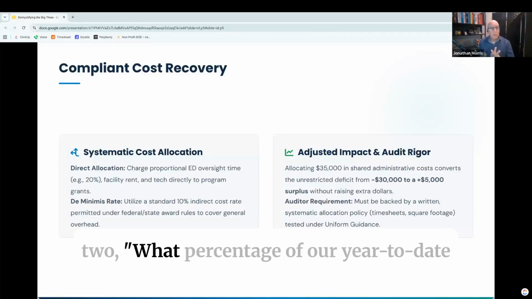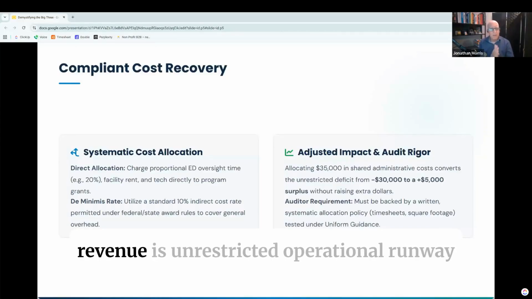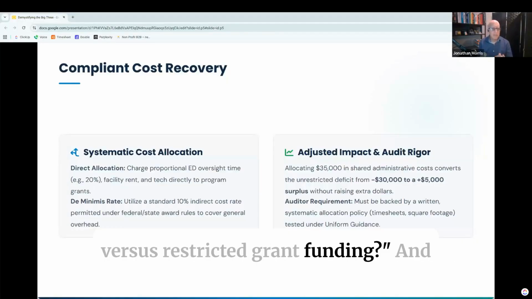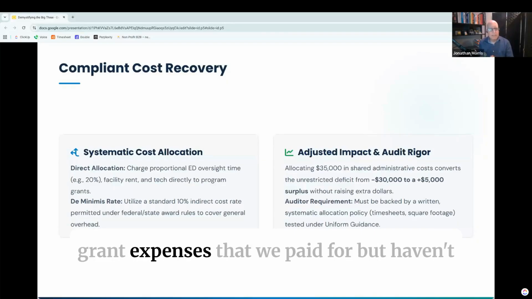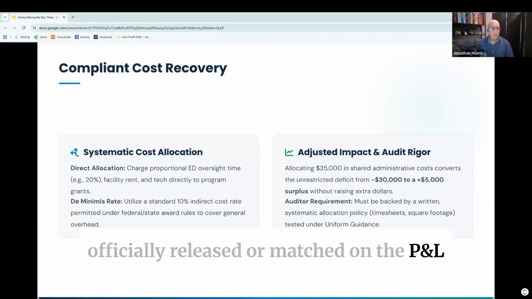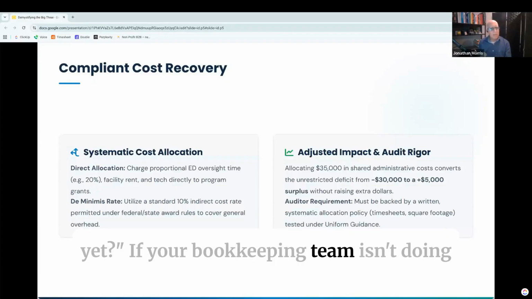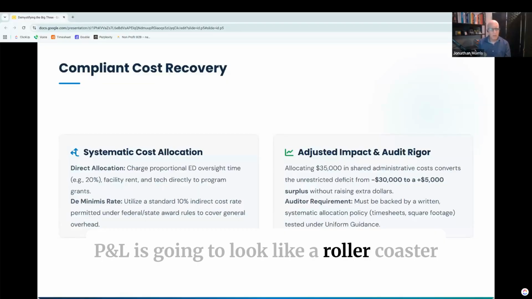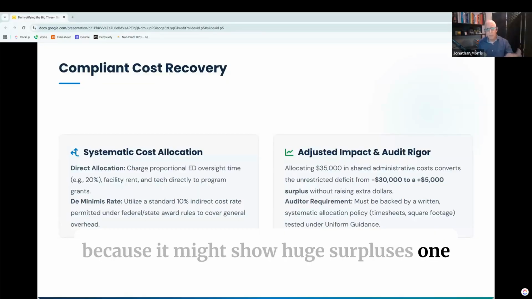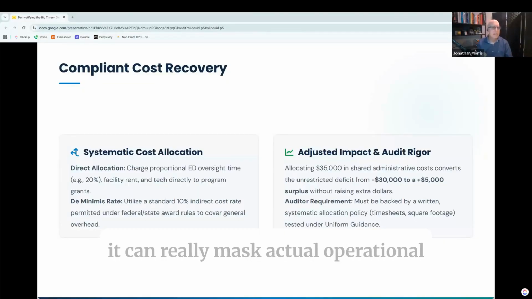Question 2, what percentage of our year-to-date revenue is unrestricted operational runway versus restricted grant funding? And question 3, do we have restricted grant expenses that we've paid for but haven't officially released or matched on the P&L yet? If your bookkeeping team isn't doing monthly releases of restricted assets, your P&L is going to look like a roller coaster, because you might show huge surpluses one month and massive deficits the next. It can really mask actual operational trends.